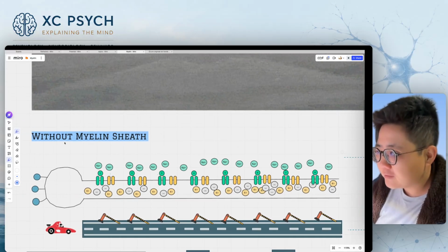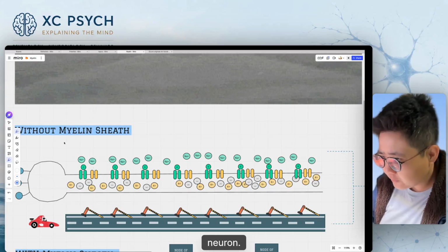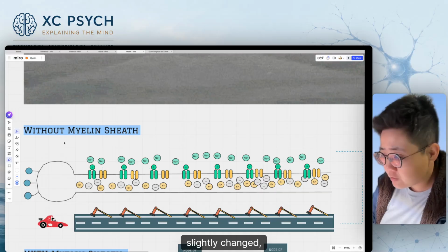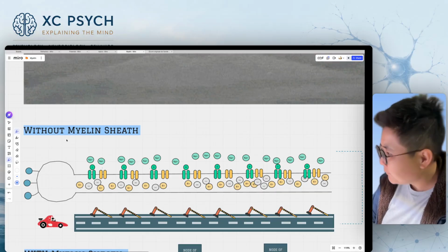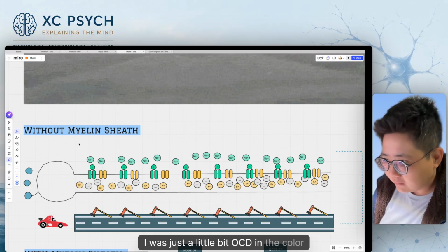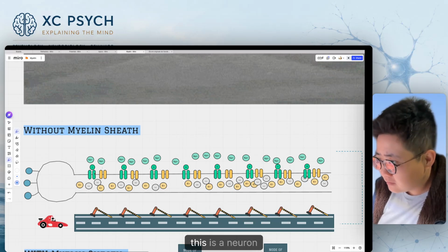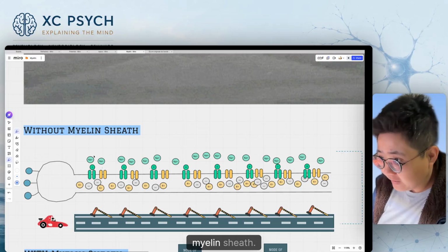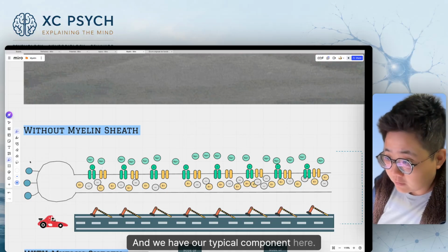So remember last video we had a simplistic drawing of a neuron. And you notice that the color is slightly changed, but the concept and the function and the components remain the same. I was just a little bit OCD in the color coordination. This is a neuron without myelin sheath. And we have our chemical component here.